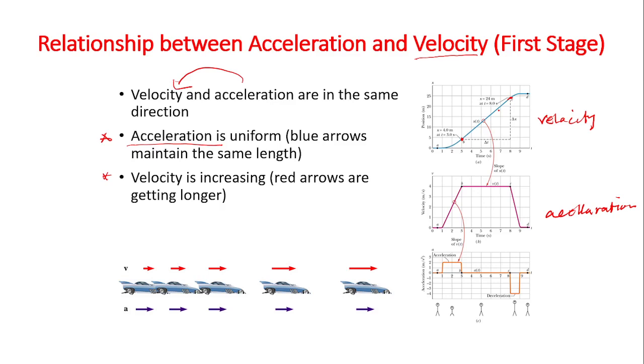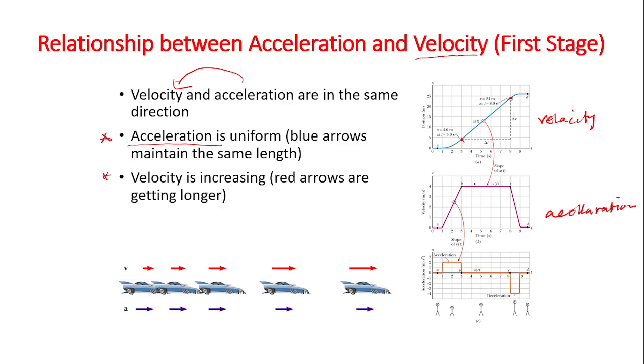Then, when the velocity is changing, you need to understand that you're going to have constant acceleration. So uniform acceleration is the same as constant velocity, and uniform acceleration is equal to 0.